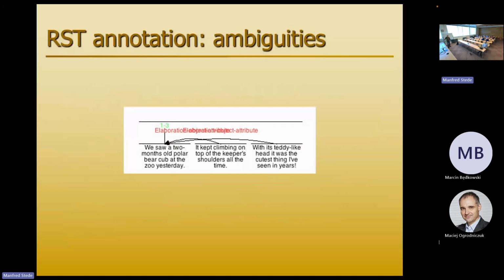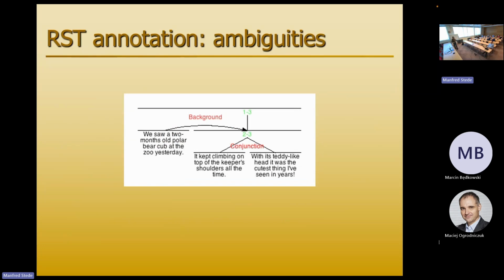We saw this polar bear cub. That's the main statement, right? And then we get 2 elaborations. It kept climbing and it was the cutest thing. It has a teddy-like head. So 2 elaboration object attribute relations, satellite, satellite, and they're both connected. That's fine, right? Here's my main statement. There is this polar bear cub and we get 2 details. Great, finished. No, annotator 2 says this is completely different.